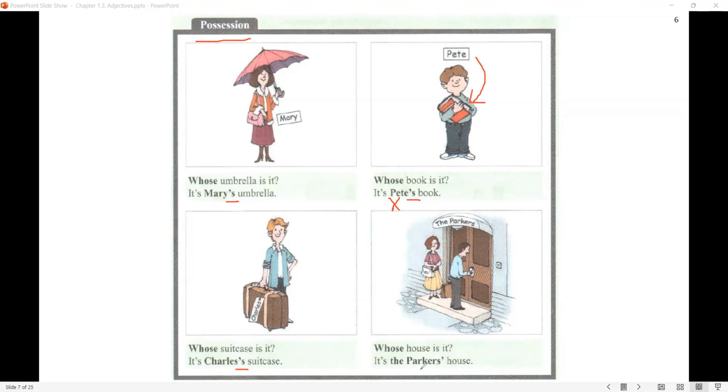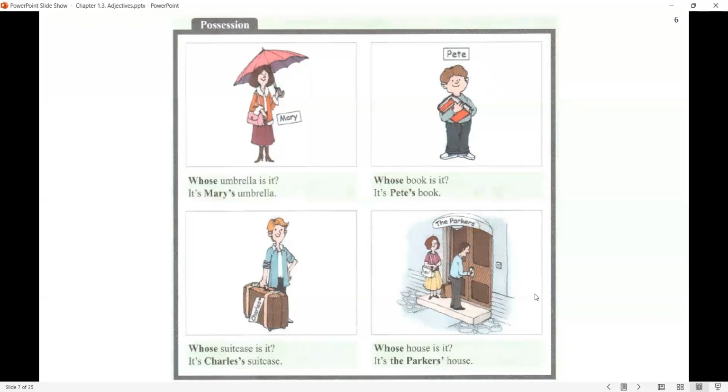Whose house is it? You have the Parkers. Here you have the and last name plus S. When you have something like this, you are talking about a family. Mr. Parker and Mrs. Parker together. It is the Parkers' house. It is Mr. and Mrs. Parker's house.